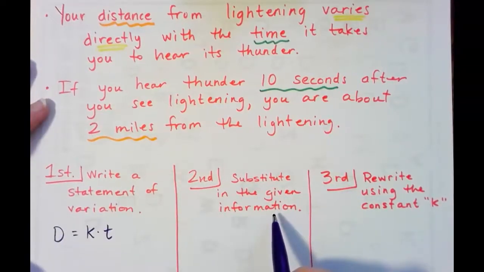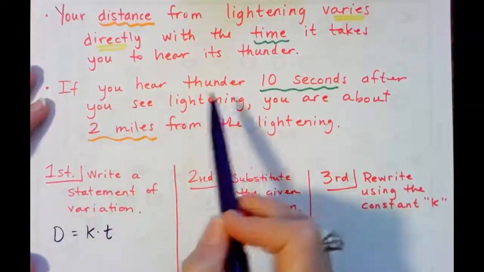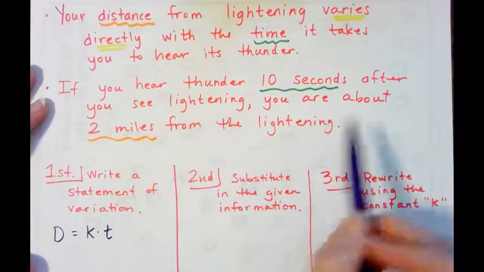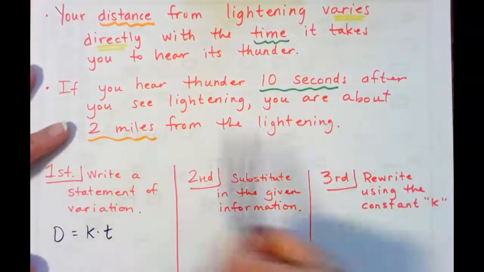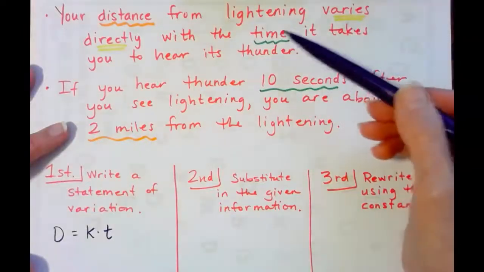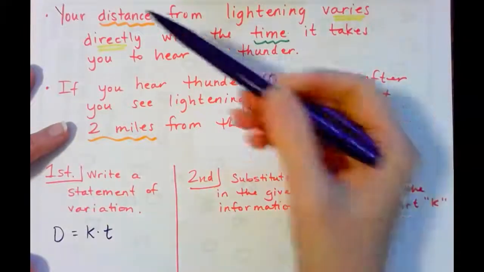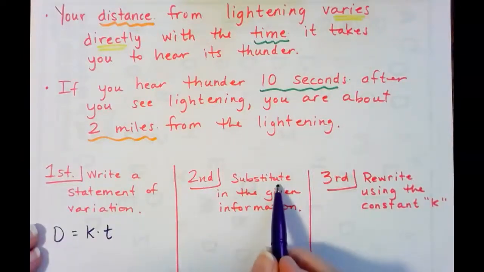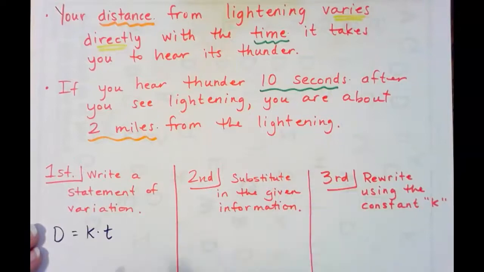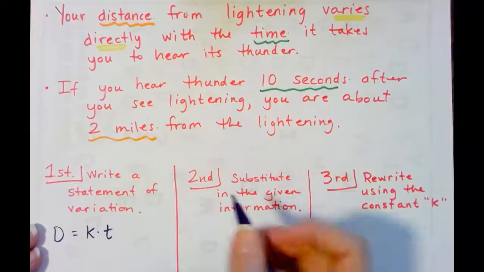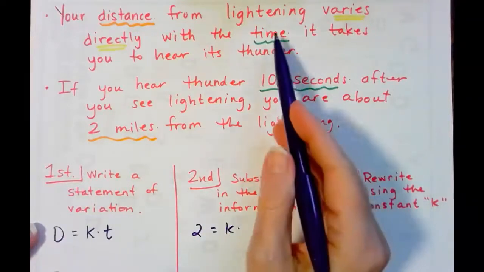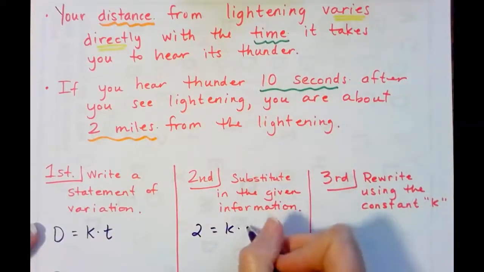So now let's go to this second bullet point. If you hear thunder 10 seconds after you see lightning, you are about 2 miles from the lightning. Once again, the time is in green. The distance is underlined with orange. So we're going to substitute in the given information from the second bullet point. What's our distance? Our distance is orange. It's 2. 2 equals K times T. T is time. Time is 10 seconds.